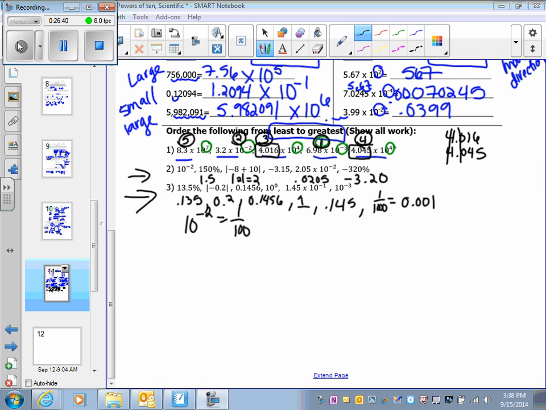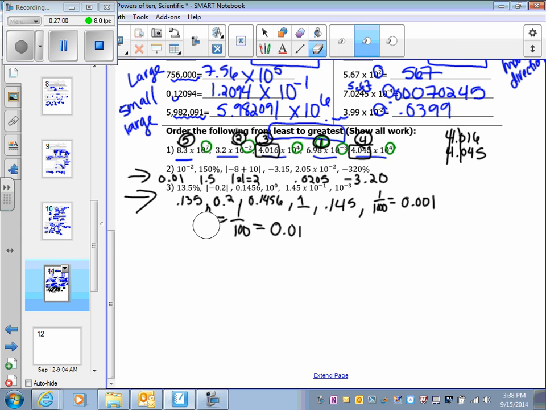Okay, so let's continue to look at number 2. So what I've done here for number 2 is I went ahead and converted some of these. For example, 10 to the negative second is 1 over 100, which is 0.01. Okay? So now that these are all decimals, I'm able to write them from least to greatest. And I need some more room, so I'm going to do that here at the bottom. So I'm just going to write number 2.